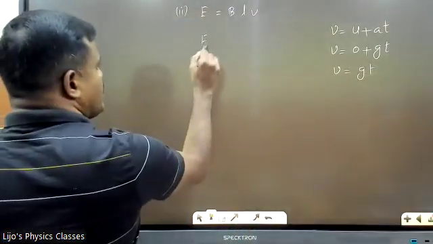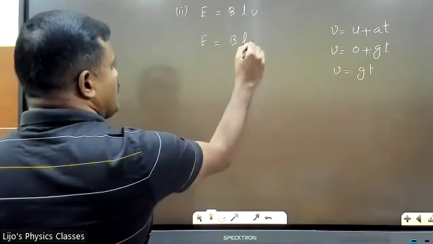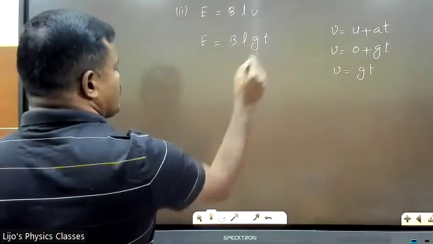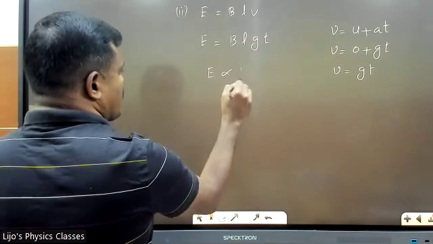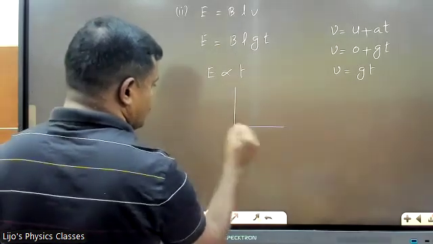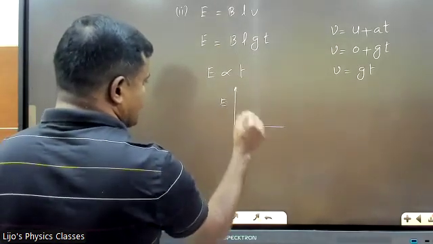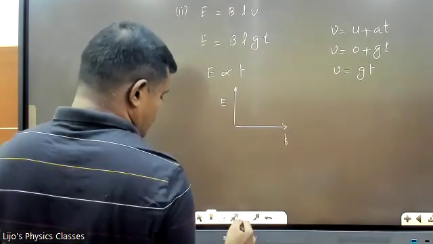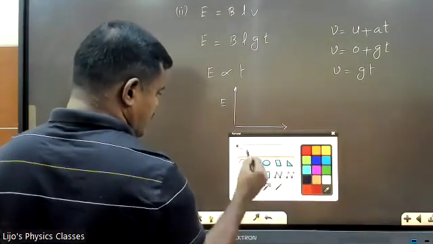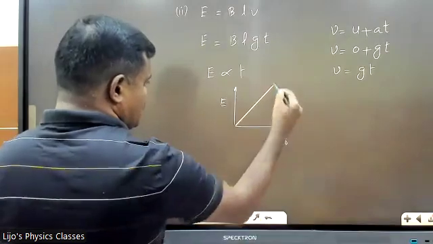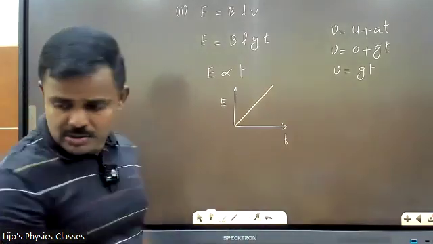Let's put it back here. E is equal to BLgt. So E is proportional to t. Draw the graph, EMF on the y-axis, time on the x-axis. You know that the graph is a straight line this time, because direct proportionality gives a straight line.